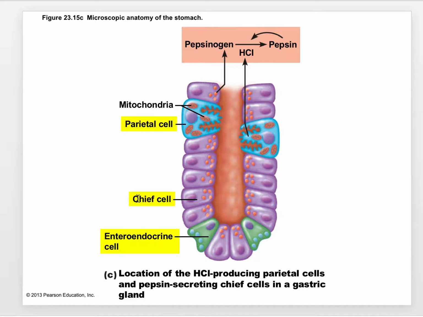Here's a close-up of the gastric gland. You have the enteroendocrine cells, the chief cells, and the parietal cells producing the hydrochloric acid. Chief cells here are producing the pepsinogen, which breaks down the proteins.